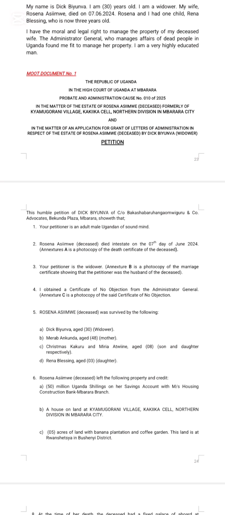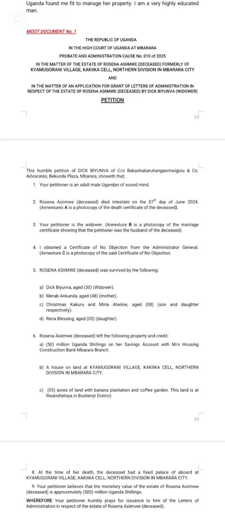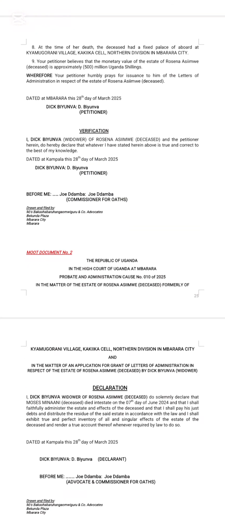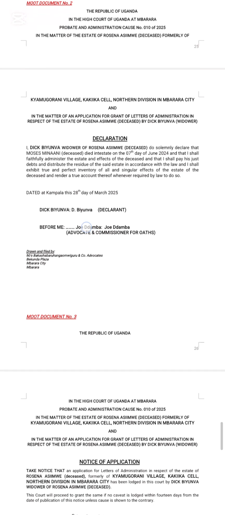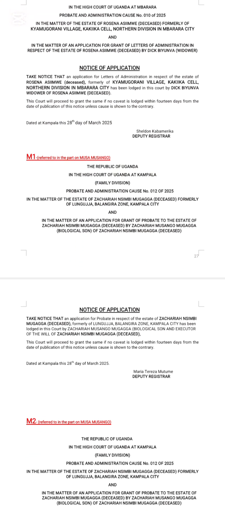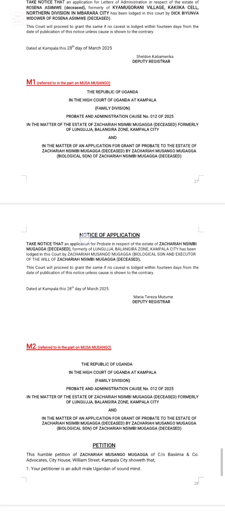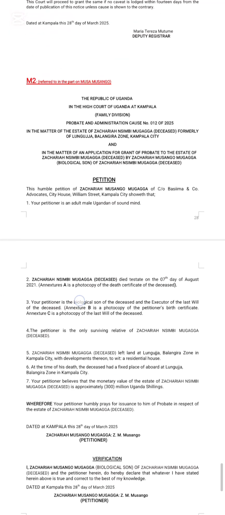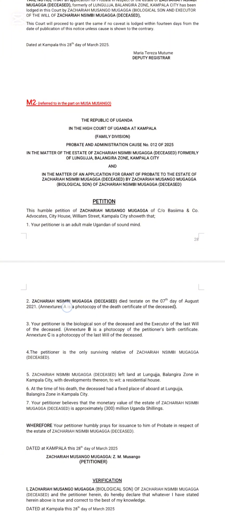We have moot document number 1, which is a petition for letters of administration. We also have moot document number 2, which is a declaration, and we also have notice of application of the letters of administration, and then we also have petition for grant of probate and letters of administration.